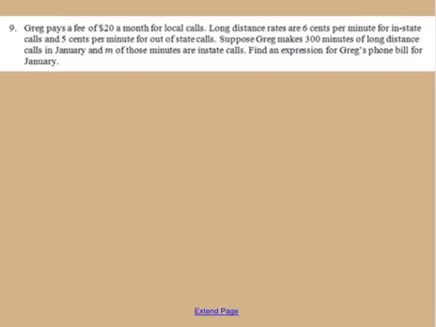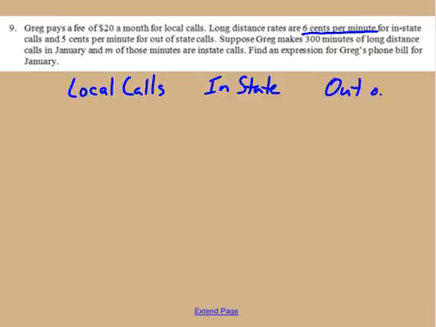Couple word problems here. So, Greg pays a fee. So right here, I would say for local calls. So I have local calls. Long distance rates are 6 cents per minute for in-state. So we have in-state, out-of-state.